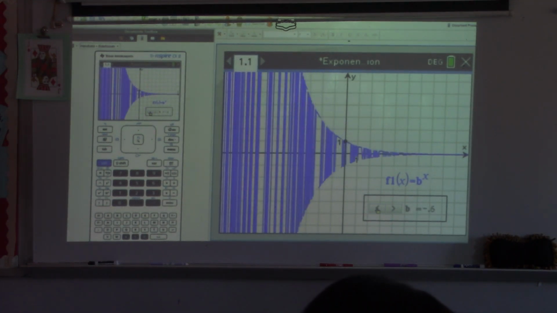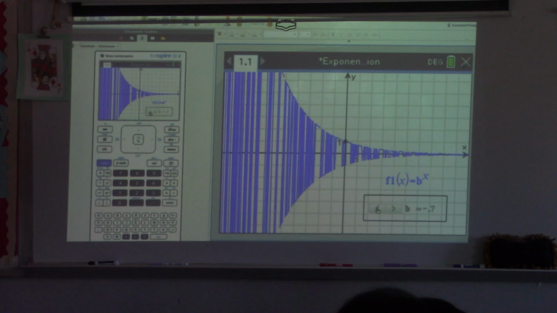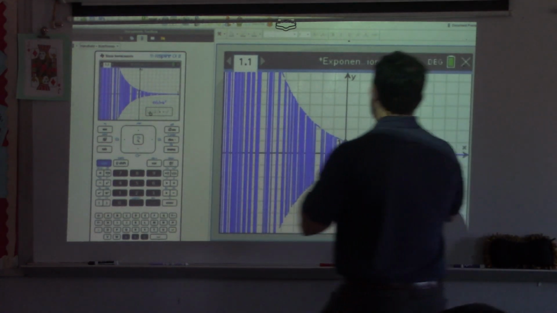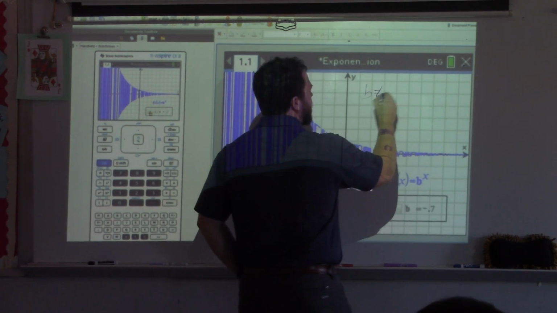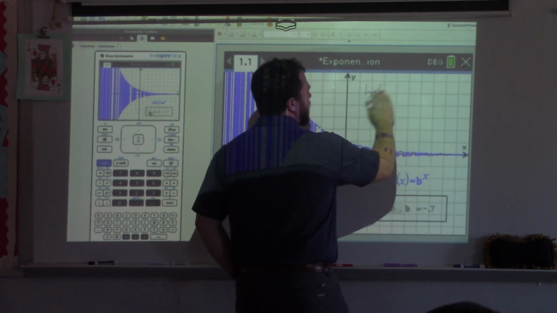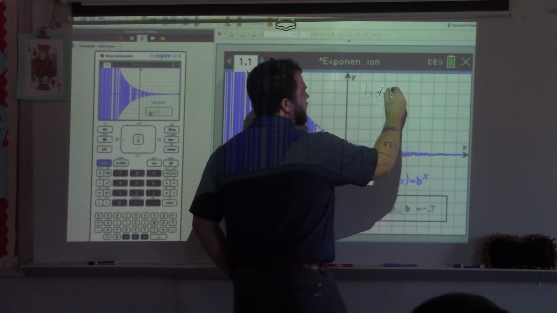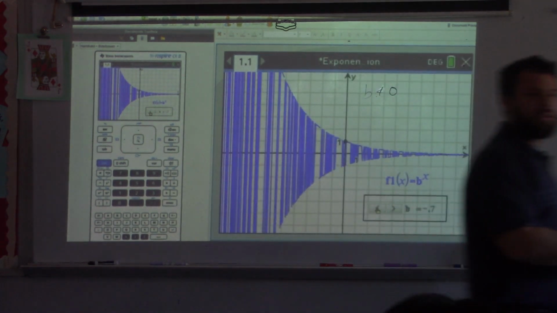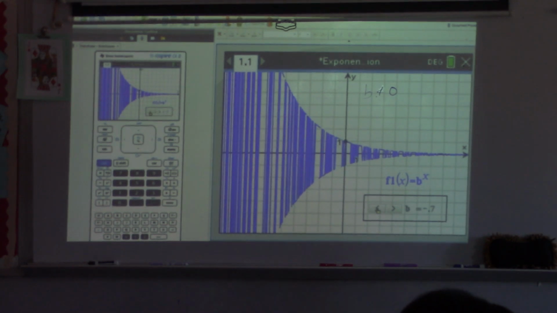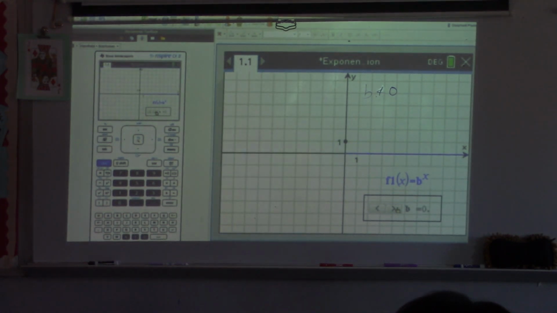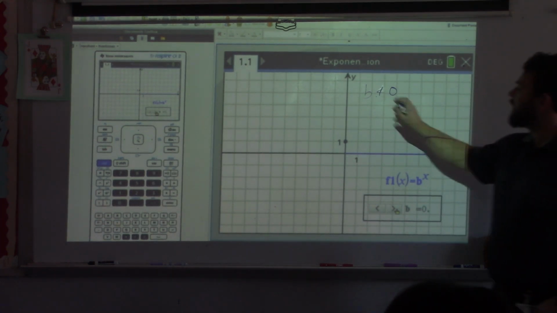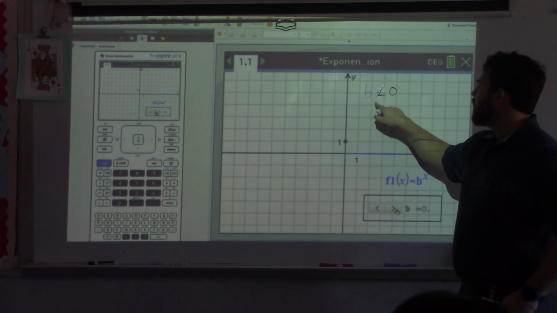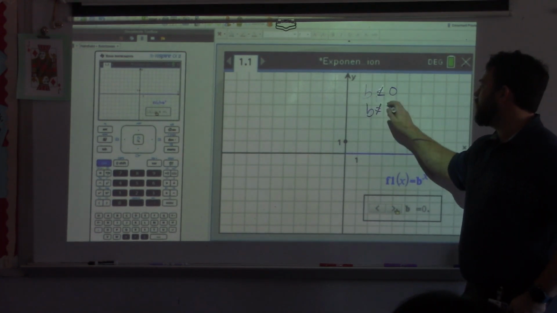Anyone know what our base cannot be in an exponential function? Okay, so the base cannot be negative. So b cannot be less than 0. Could it equal 0? Was 0 okay? Is that exponential? No. So b cannot be less than or equal to 0. We already said that b cannot equal 1.